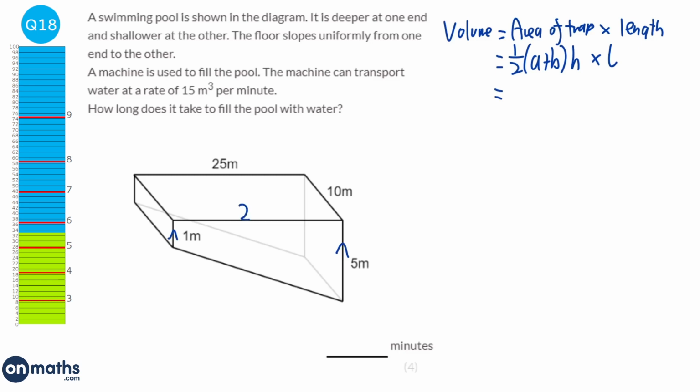So this will be the 25 meters here. So it's going to be half, and then we're going to add 1 and 5, times that by 25. The length is how 3D it is, so it would be that 10 there. So we're going to times that by 10. And that will give us 750. So it's 750 meters cubed.